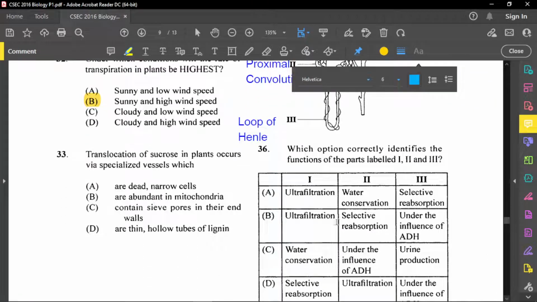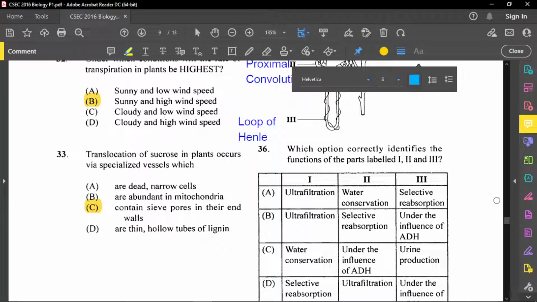33. The translocation of sucrose in plants occurs via specialized vessels, which do what? This is taking place in the phloem. Dead and narrow cells refer to the xylem. Xylem are dead cells. Are abundant in mitochondria? No, because that would require active transport and so on, so not necessarily a lot of mitochondria will be there. Contain sieve pores. Yeah, we're actually calling them sieve tubes, really, and their end walls. So definitely for 33 we can work with C right here. The thin hollow tubes with lignin are also referred to as xylem. So C is the best option right there.